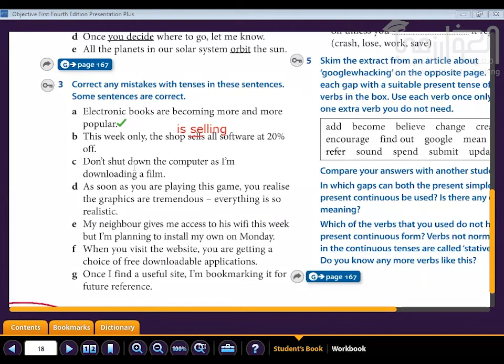Now then we have C, which says don't shut down the computer as I'm downloading a film. And this is also correct because the person is downloading the film now, and there's nothing wrong with this sentence. So this is also correct. Now I want you to pause the recording, then complete D to G. When you finish, then you check the answers.